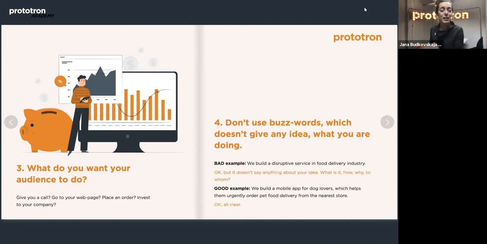But the idea of the solution that was described, like we built a disruptive service, was to build a mobile app for dog lovers. Can you imagine? There are a million different ideas you can put after the buzzword sentences. So just skip it. Do not do it like this.